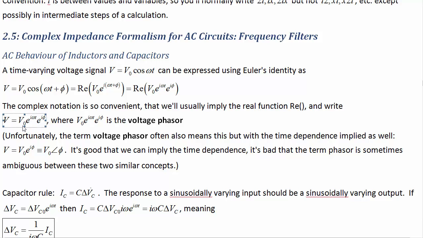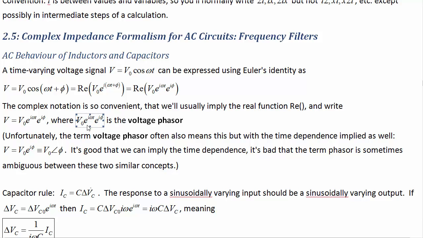And remember to take that real part into consideration if you want to find out what the instantaneous voltage is at any point. Now, the voltage phasor would be just this thing on the right. So sometimes you'll call this the voltage phasor if you want to distinguish between it and the actual voltage. Sometimes we'll just call this the voltage and understand that really it's the voltage phasor and the voltage is the real part of this.